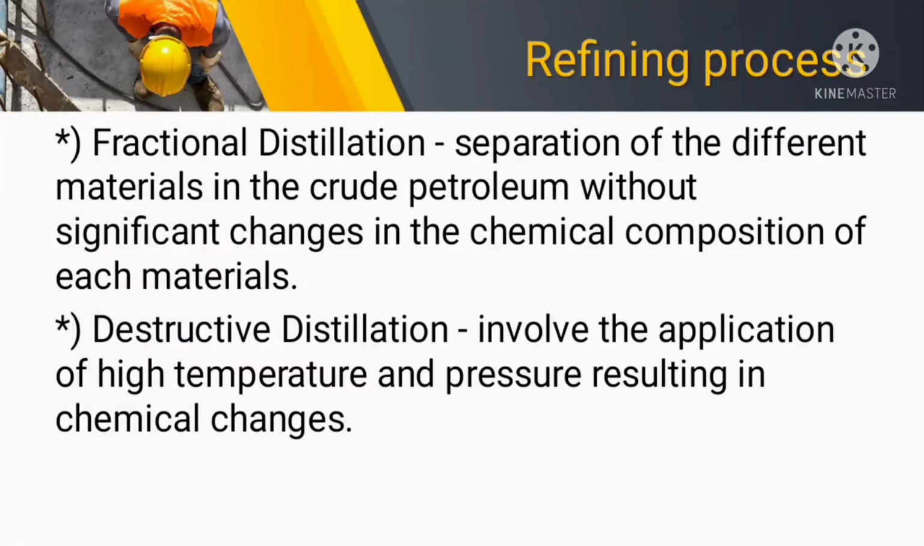The refining process of the bituminous materials has two types. The first one is the fractional distillation, which is the separation of different materials in the crude petroleum without significant changes in the chemical composition of each material. The second one is the destructive distillation. It involves the application of high temperature and pressure resulting in chemical changes. So the difference between these two is that the fractional does not make any changes and the destructive makes changes. So that is the key point or the difference between these two.